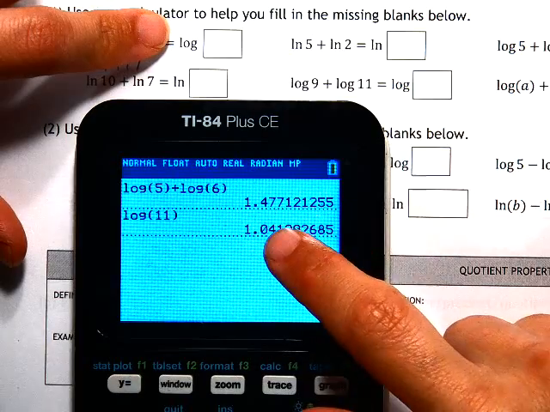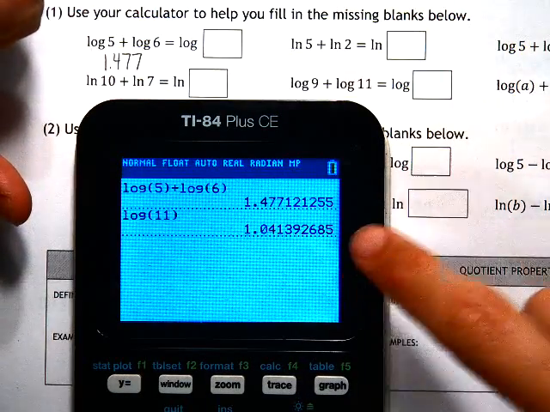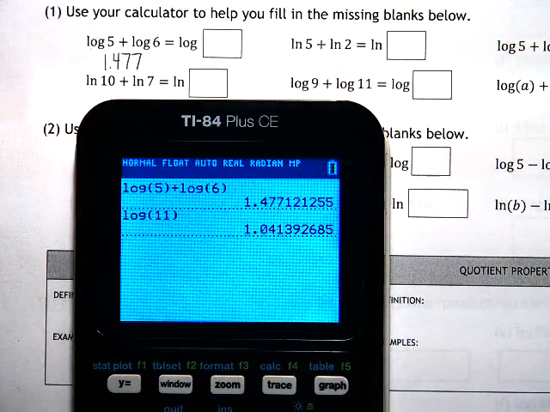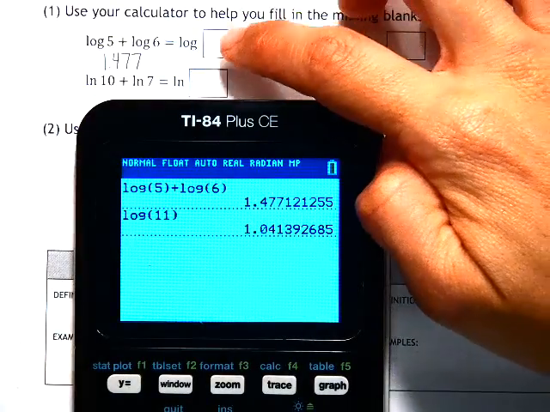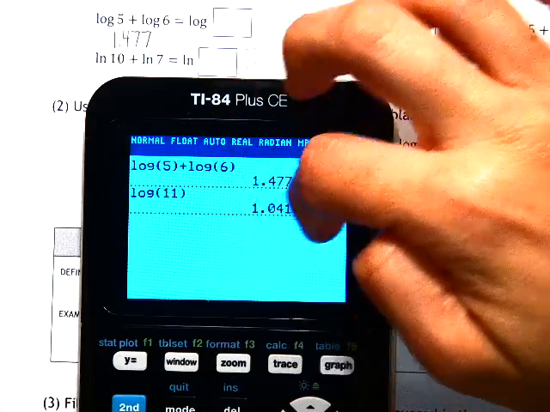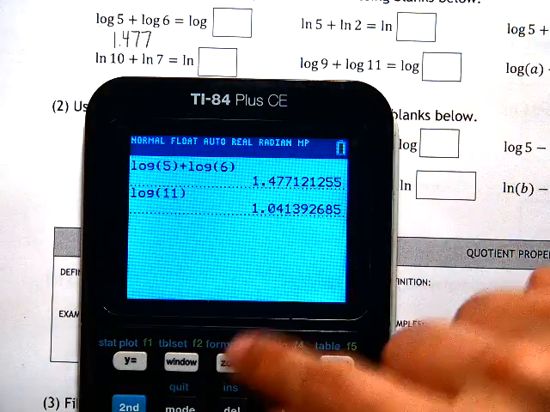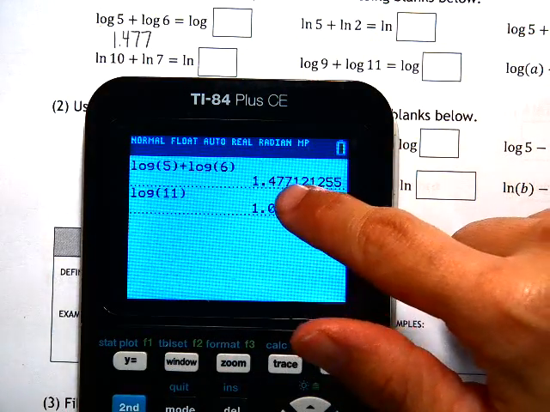1.041. Okay, no, that didn't match. Looks a little too small. So log 11 isn't going to work. I'm not going to write 11 in that little box because it didn't give me something equivalent, but now I'm going to think, okay, 1.04, that was a little too small.